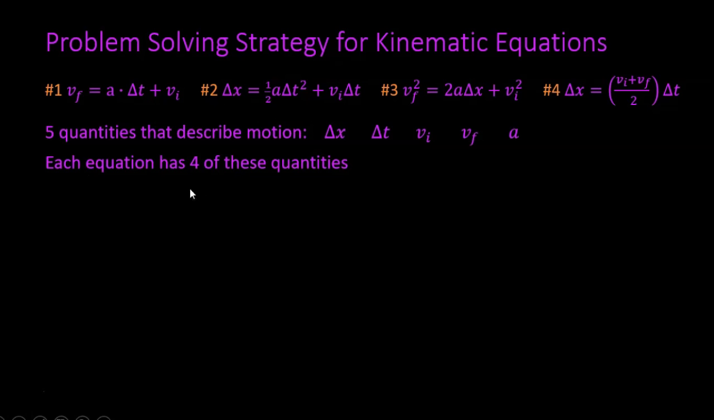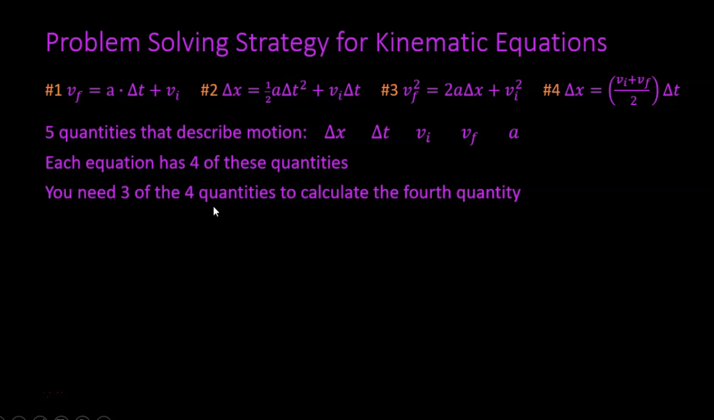Each equation up above has 4 of these quantities. For instance, equation 1 has final velocity, initial velocity, elapsed time, and acceleration. It does not have displacement. Equation 2 has 4 of the 5. The one it's missing is the final velocity. Equation 3 has 4 of the 5. The one it's missing is elapsed time. And equation 4 has 4 of the 5. The one it's missing is acceleration. We need 3 of the 4 quantities in order to calculate the 4th quantity.